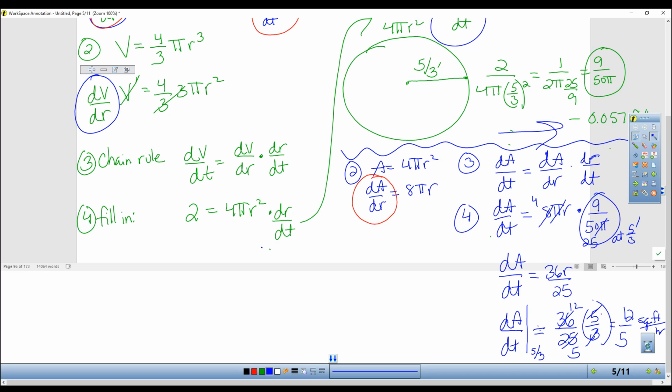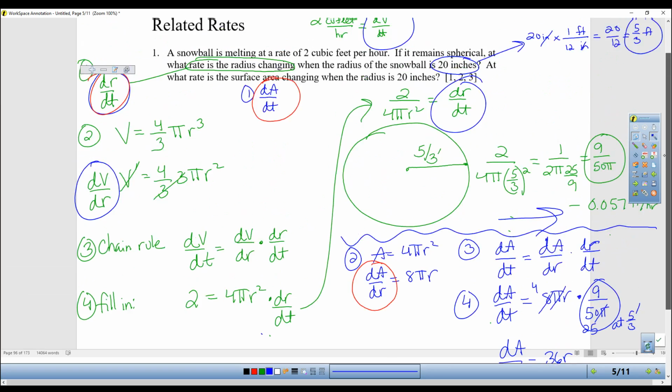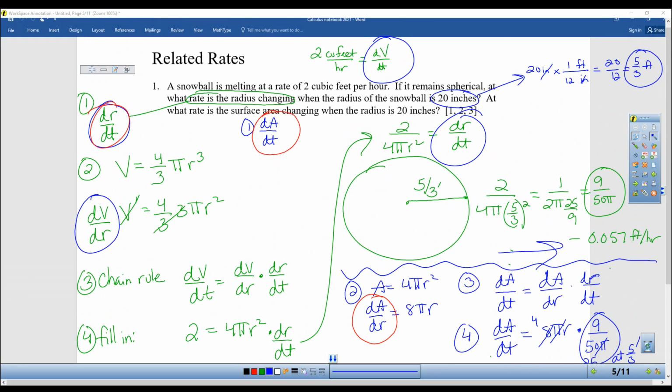So believe it or not, neither of these answers are completely correct. We are missing something. You either have to add a negative to show that the radius is decreasing when the snow is melting, or you have to say the radius is decreasing at a rate of 9 over 50 pi. You don't have to do both. That would be a double negative. You wouldn't want to say the radius is decreasing at a rate of negative 9 over 50 pi. But either say that the radius is changing at a rate of negative 9 over 50 pi. That implies that it's decreasing, or just use the word decreasing. It's really up to you.